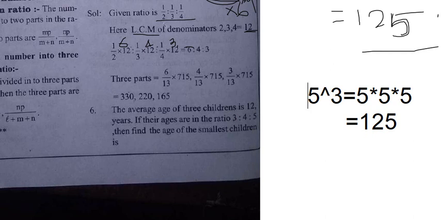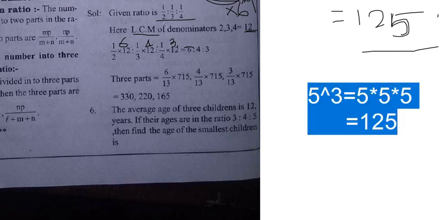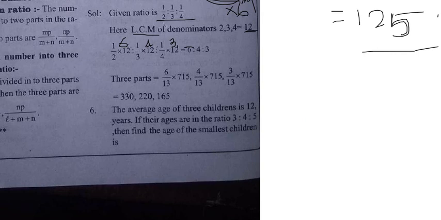How to find? If this type of problem comes, see, they have given the ratio as 3:4:5. That is just a ratio, not their ages. Don't think that 3 means 3 years, the second child 4 years, the next one 5 years. That is wrong. We don't know their ages, so I am assuming their common factor as x. Not only x, you can take any letter, k, q, any letter.